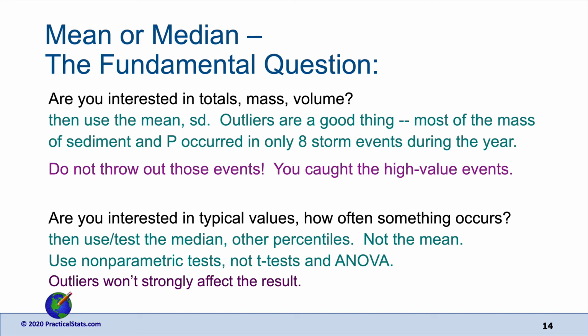And if outliers are present and you're doing a test on the mean, those outliers are a very good thing. You have found the high value events. You have measured those. If you're interested instead in typical values, you want to know how often something occurs, how often does one group have higher numbers than the other group for example, then you want to use a test on the percentiles, which would answer the question, does one group have higher numbers than the other, explicitly. And outliers won't strongly affect that result.